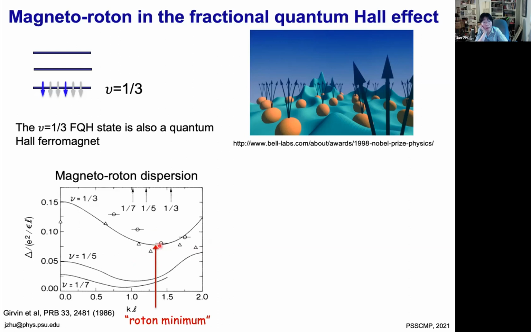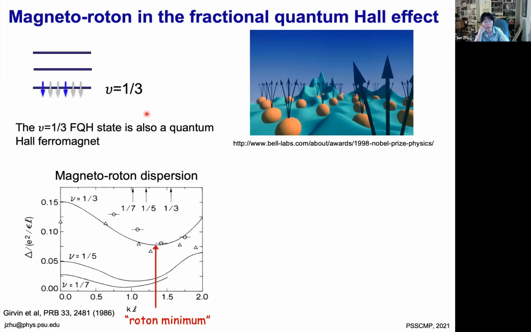Now, in this case, the roton minimum is a bound state of quasi-electrons and quasi-holes orbiting each other, right? So neutral excitations. And there is a particular interparticle distance that minimizes the energy of the state. And that separation between the electrons and holes is given by this nodal structure of the wave function.